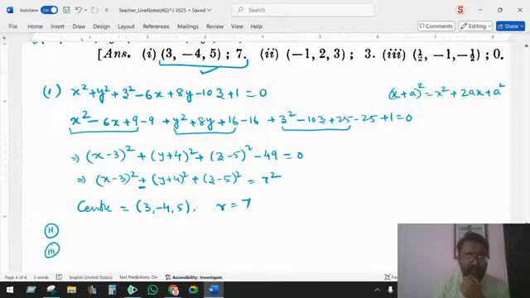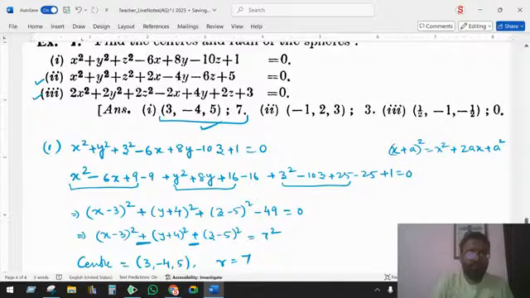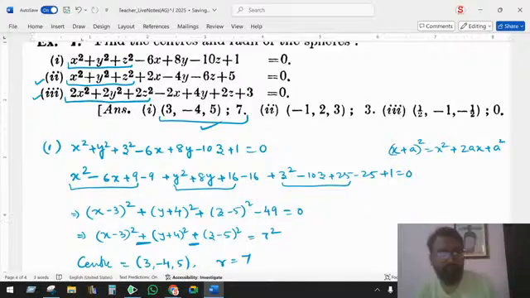Everywhere, we should take plus or not? It is plus only. It must be plus. You always get plus only because all are positive. Either you get all positive or all three will be negative only. So please be careful.